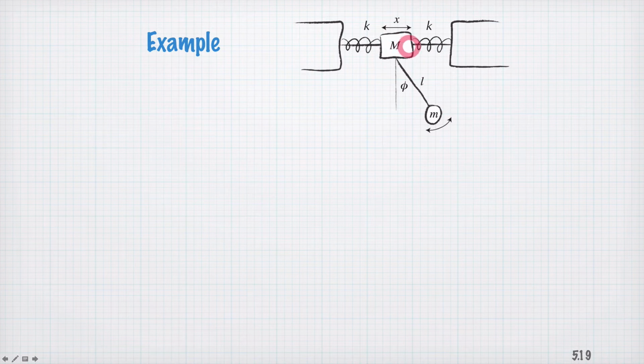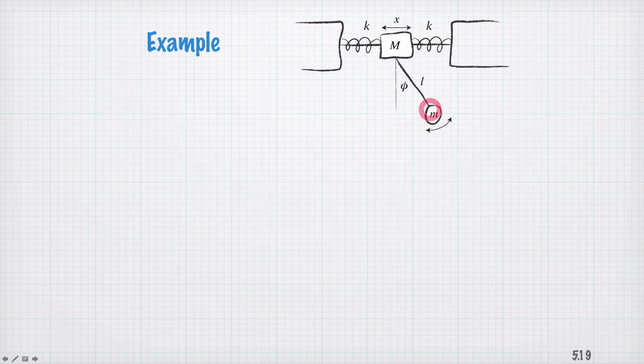The kinetic energy of this mass is pretty simple. It's a half big M x dot squared, so that's pretty straightforward. And the potential energy of this mass is just given by the potential energy stored in the springs, each of which contributes a half k x squared. So potential energy and kinetic energy of this mass are pretty straightforward. It's just the mass and spring problem.